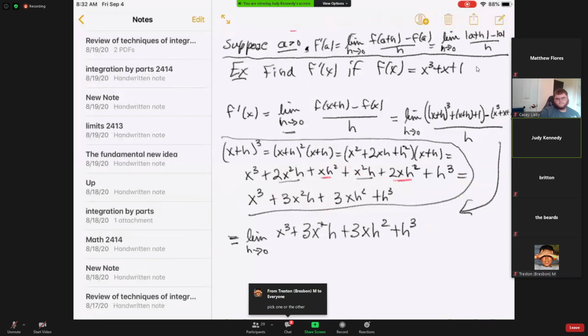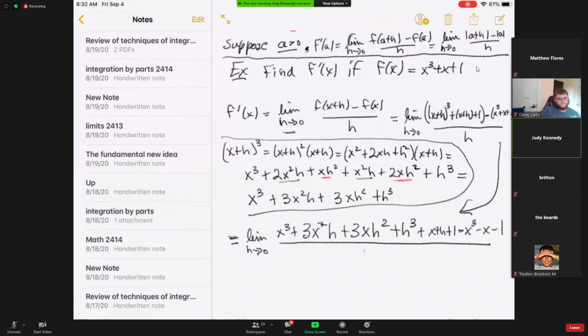Okay, so that's x plus h cubed. Oh, this is a little bit long. Plus x plus h plus 1, and then, taking that minus 3, we've got minus x cubed minus x minus 1. That's the entire numerator.